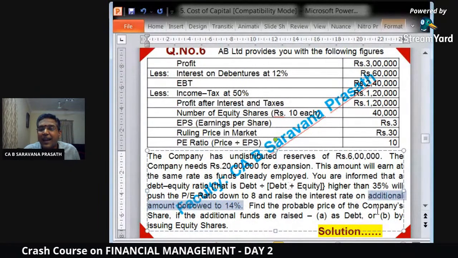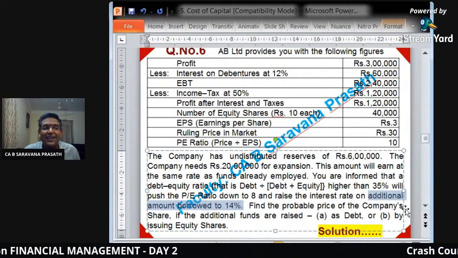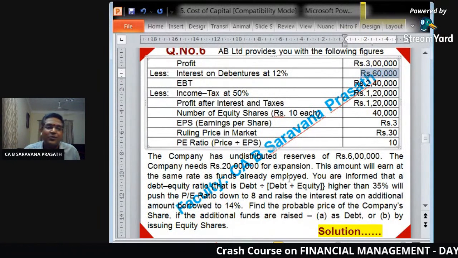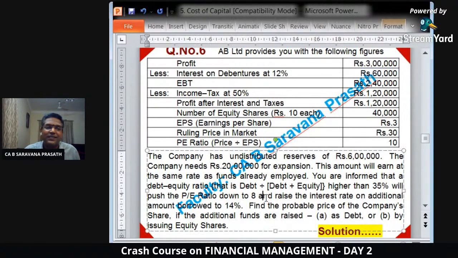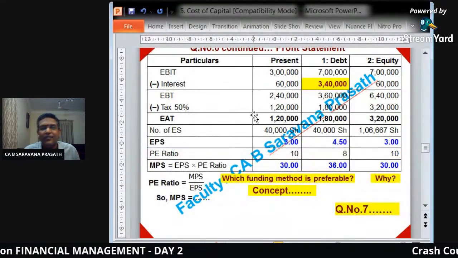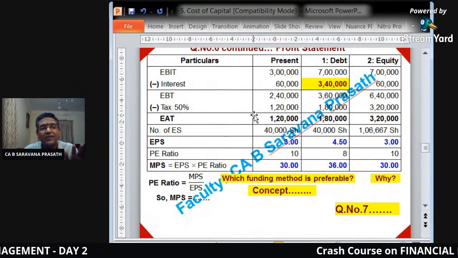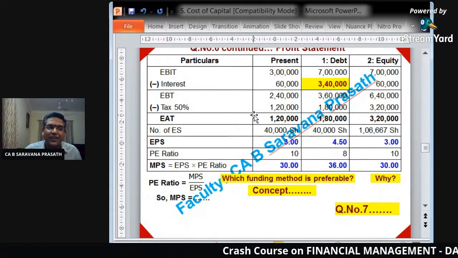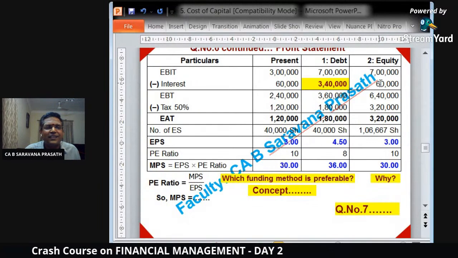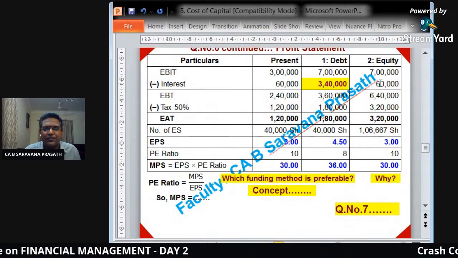So 20 lakh into 14% is 2 lakh 80. 2 lakh 80 plus existing loan interest 60,000. So total interest 280 plus 60 is equivalent to 3 lakh 40. It's a very special calculation. You should not misapply 14% on the entire amount. It is only on the additional amount. If you're going for equity funding, the number is still the same at 60,000 present interest.